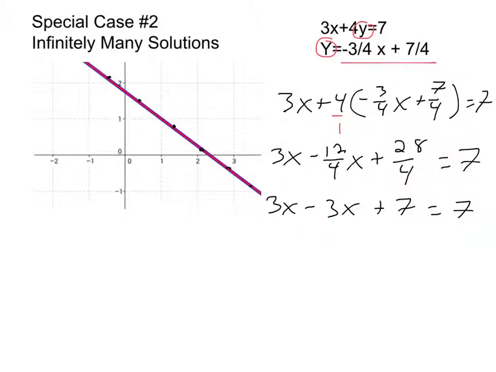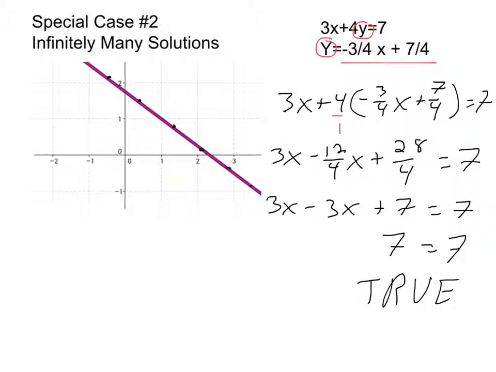Now I just combine the like terms, and 3x minus 3x cancels out, leaving a 0, and 0 plus 7 is 7. So I get 7 equals 7. Just like in the last special case, I no longer have a variable. And I have an equation. Last time it was 0 equals negative 19. Here it's 7 equals 7, which is actually always true.